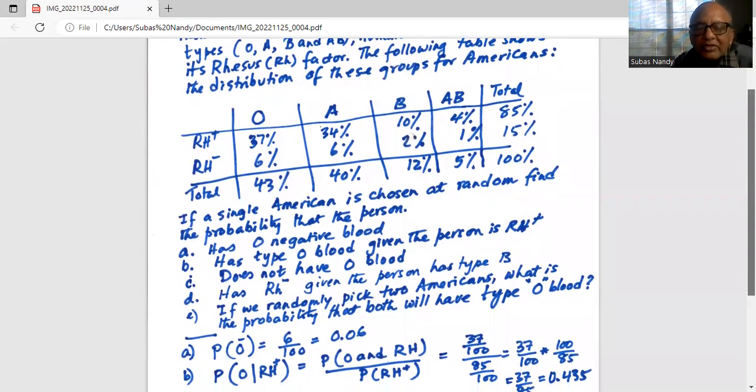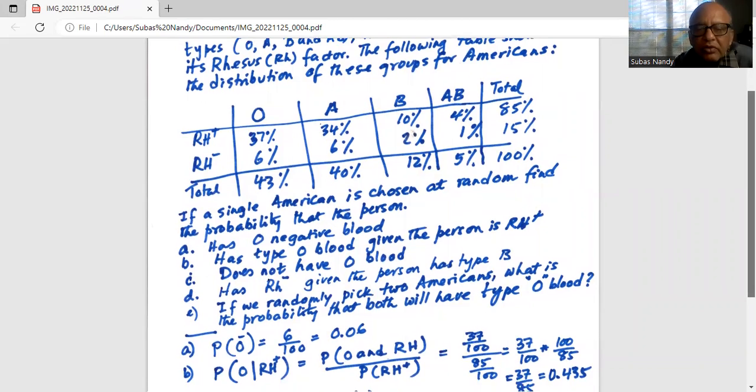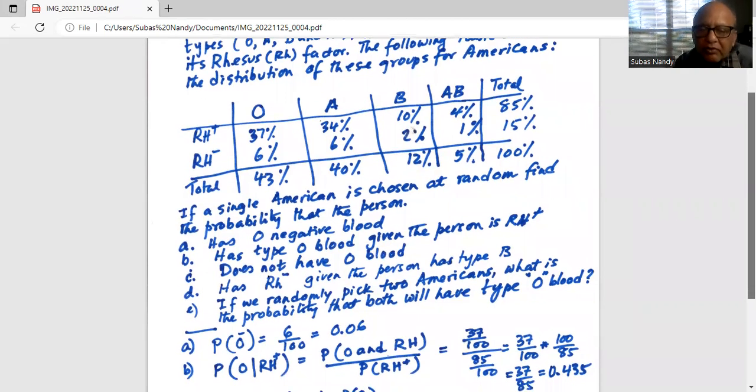Part B: has type O blood given the person is Rh plus. Okay, so the formula for given is the vertical line. So probability of O given the person has Rh plus type of blood. So the formula is probability of O and Rh plus, that is where the O column and Rh plus row meet, which is 37 divided by 100, divided by probability of Rh plus.